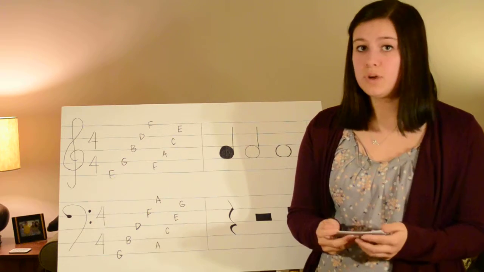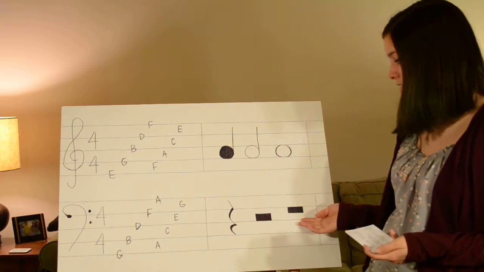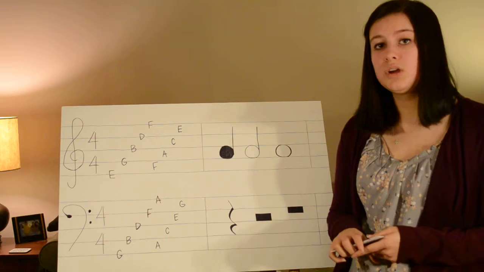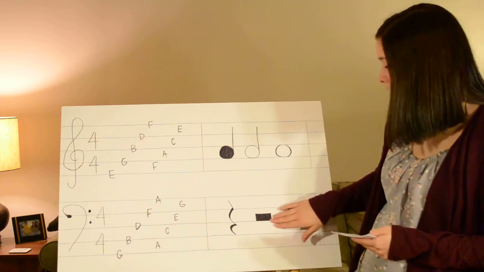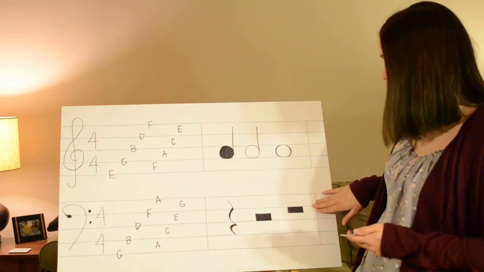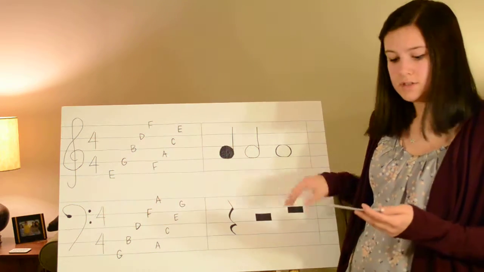Some of the most common rests are the quarter rest, the half rest, and the whole rest. In order to tell the difference between a half rest and a whole rest, we can look at its position on the staff. A half rest sits on top, and it makes the shape of a hat. The whole rest sits underneath this line, and it looks like a hole in the ground.